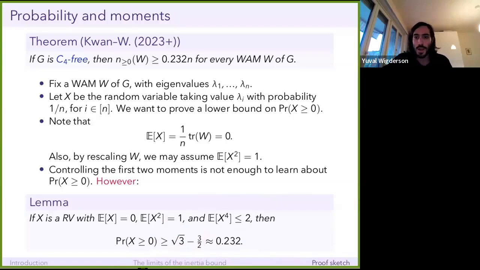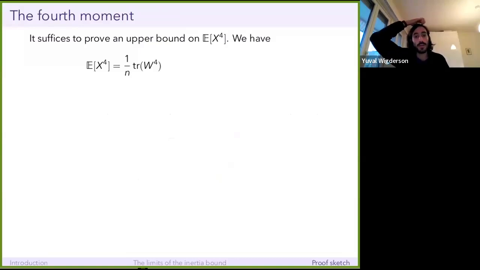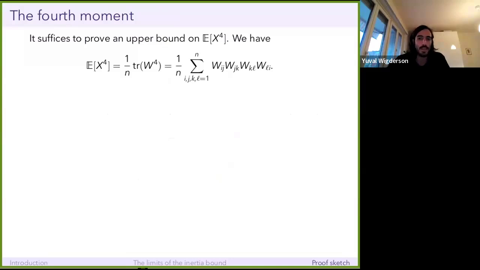Okay, so given this lemma, and given the fact that we said the first moment is 0, second moment is 1, all we need to do is to get an upper bound on the fourth moment. So we want to upper bound the fourth moment. Well, what is the fourth moment? Just by definition, it's 1 over n times the trace of the fourth power of the matrix, because it's the average of the fourth powers of the eigenvalues. And then we can explicitly write down what this trace is. It's a sum over 4 variables from 1 to n of this product of things.